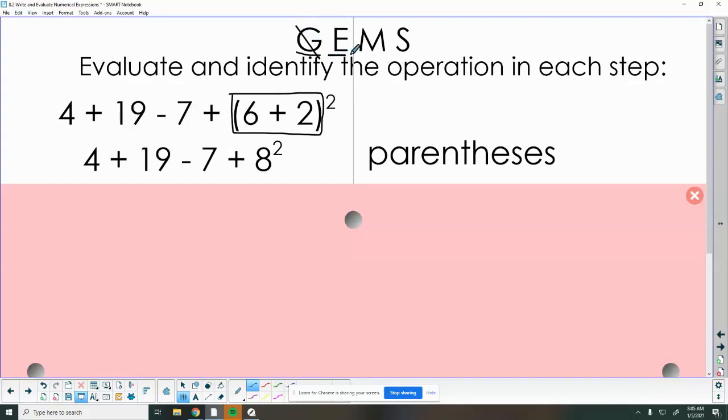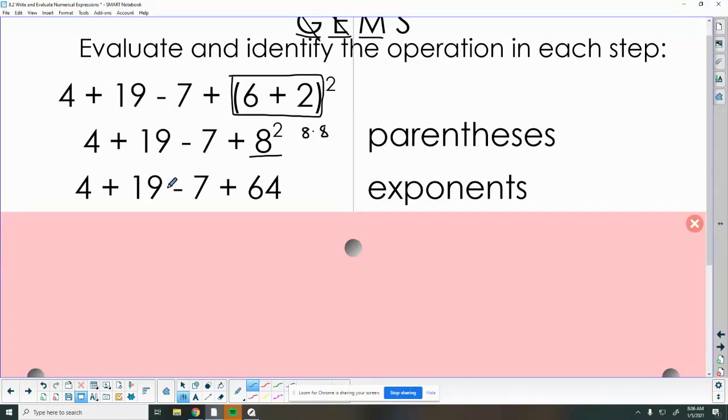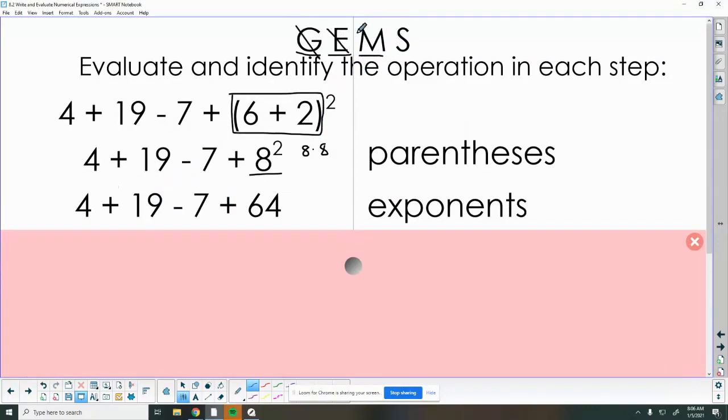So now we're looking for exponents. We have one here. So remember, this is not 8 times 2. This is 8 times 8. The base is 8. We want that 2 times. Let's go ahead and complete that next part and write down the new expression. So this 8 times 8 is 64. We bring everything else down. We just completed the exponents. We have no more exponents, so now we're going to move on to our multiplication operations. So we're looking for multiplying and dividing. Doesn't look like we have any here.